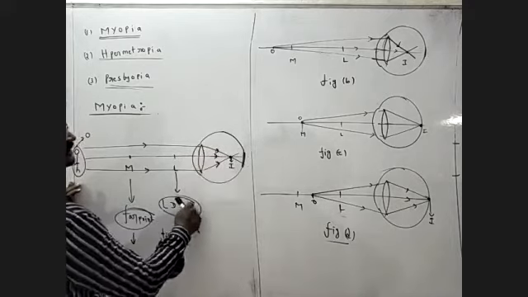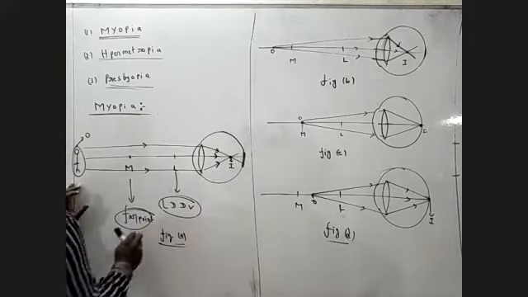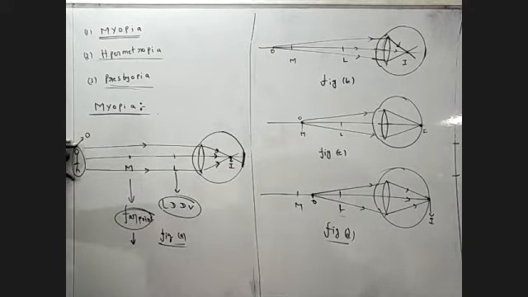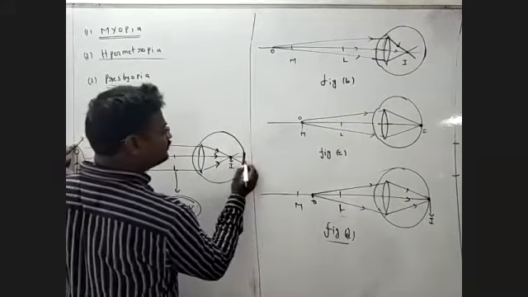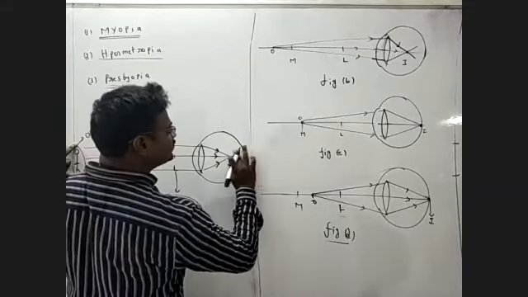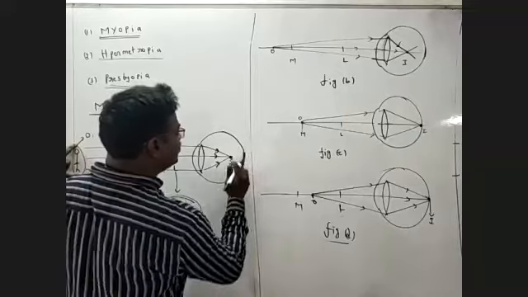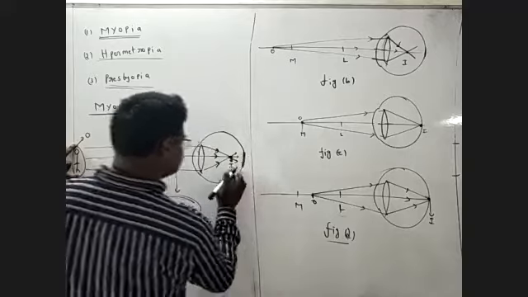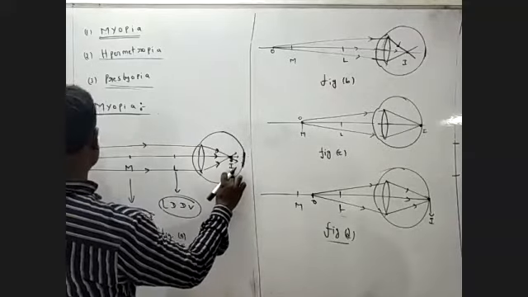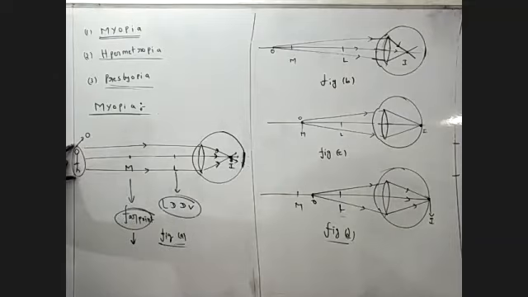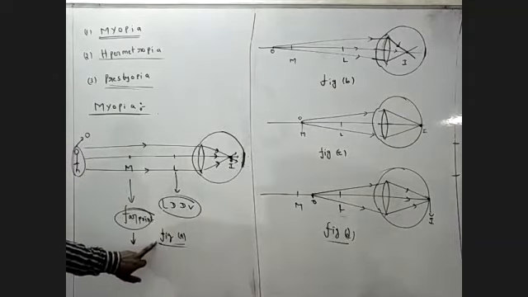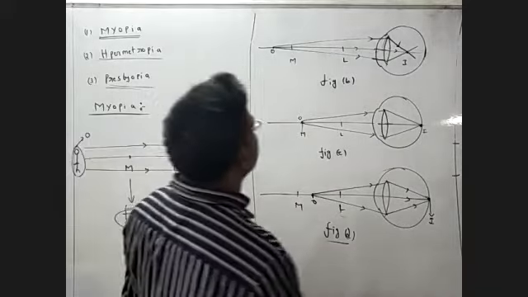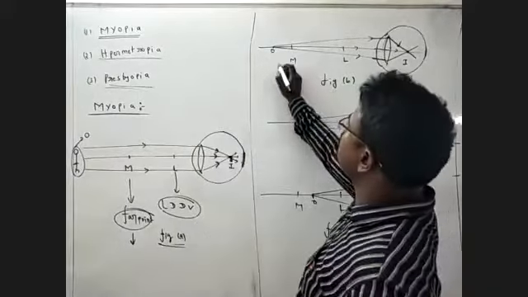This is the lens. This is the retina. This is the object. The object is placed at infinity. The image forms behind the retina. This image is formed here. This is the position of the object. Figure A has a problem. The problem is myopia.